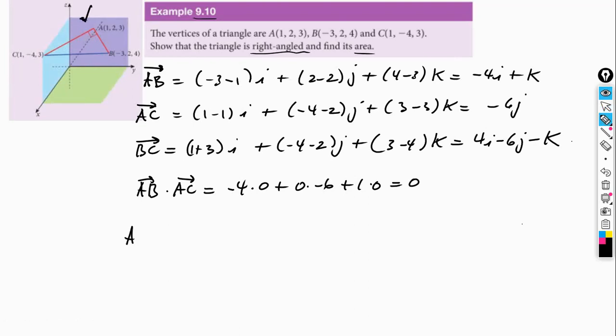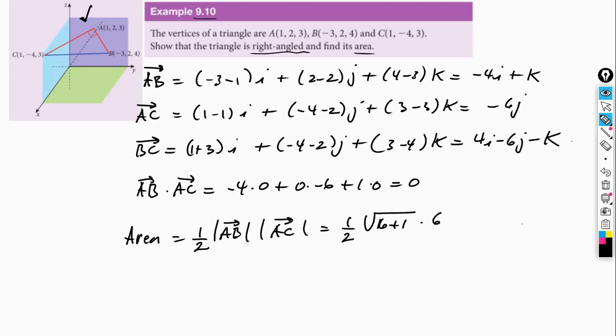So the area of a triangle is equal to 1/2 base times height. So in this case, we can say 1/2 the magnitude of AB times the magnitude of AC. And from here, we're going to get 1/2 times the square root of 16 plus 1 times 6. And this is going to give us that the area is equal to 3 square root of 17.